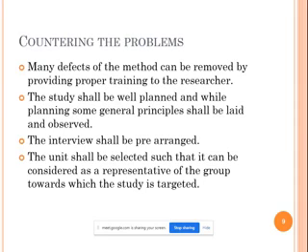The study shall be well planned, and while planning, some general principles shall be laid and observed. So the study should be well planned, and some general principles should be laid and observed.